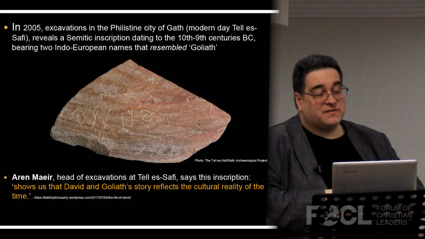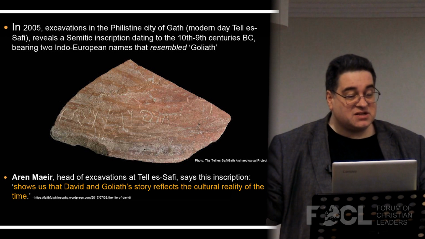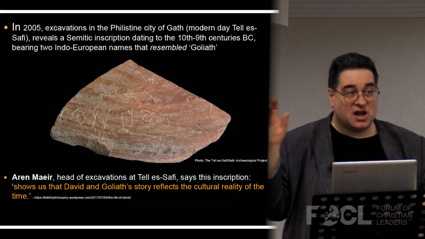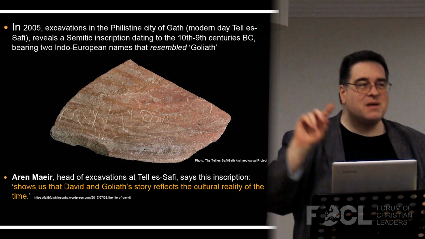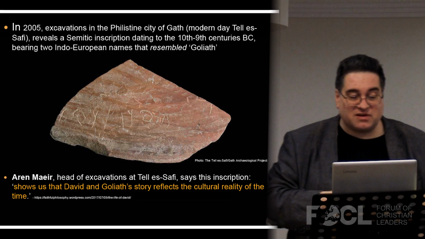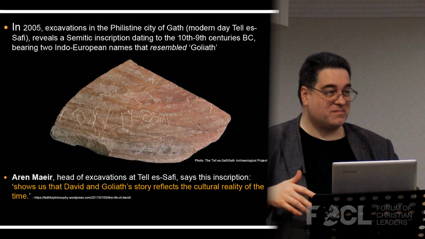In 2005, excavations in the Philistine city of Gath revealed a Semitic inscription dating to the 10th, 9th centuries BC, bearing two Indo-European names that resembled the name Goliath. It wasn't the name Goliath, but they were similar names. Aren Maeir, head of the excavations there, says the inscription shows us that David and Goliath's story reflects the cultural reality of the time. You can't prove with archaeology that David fought a giant called Goliath. But the report does at least get something right about the culture in a way that, again, seems unlikely if it was just made up later, and so on.